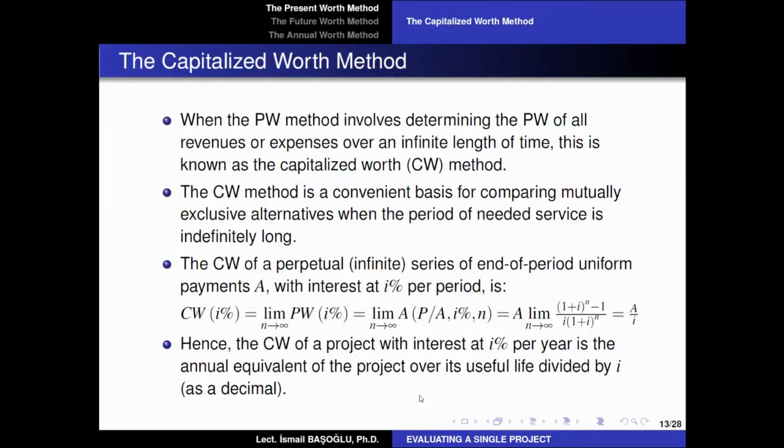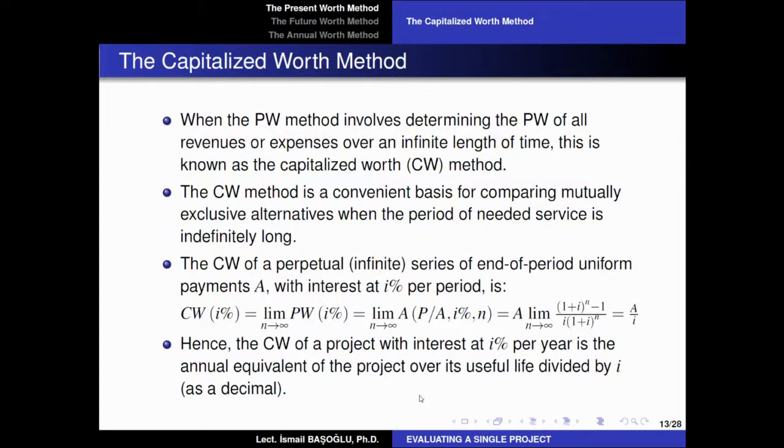And we use the capitalized worth method to compare alternative investment plans when the needed service of these investment plans is indefinitely long. Okay. So we are going to see an example in the question. The capitalized worth of a perpetual series of end-of-the-period uniform payments A is easily calculated.